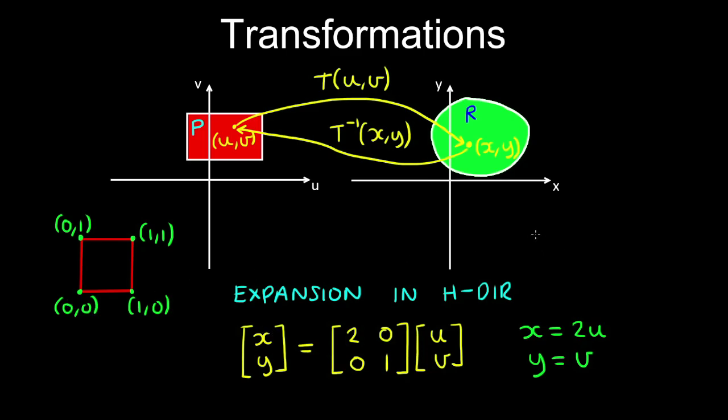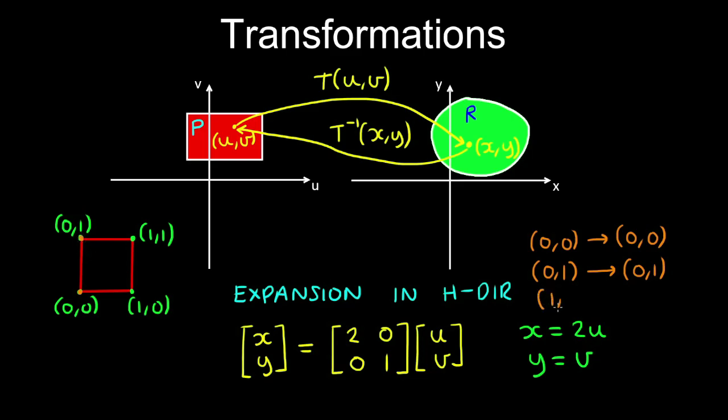So this point in the UV plane gets transformed to a point with coordinates 0 and 0 in the xy plane. So that doesn't change. And the point 0, 1 gets transformed to the point 0, 1. So that stays the same.